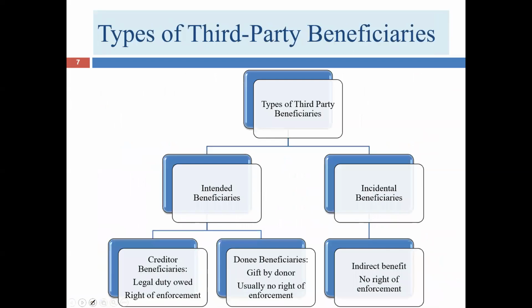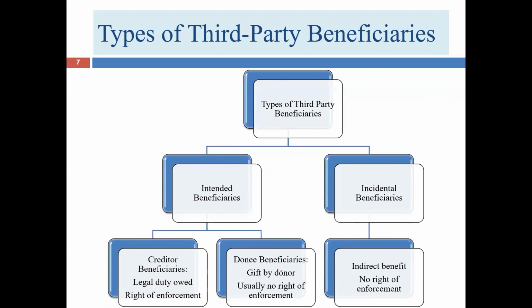Okay. Here we have kind of a picture of this that maybe will help us make sense of this. So we have our two categories, intended beneficiaries and incidental beneficiaries. And again, we can get more granular on intended beneficiaries and separate that into creditor beneficiaries and Donee beneficiaries. A legal duty is owed because the creditor is owed money by the debtor, and the debtor is one of the parties to the contract. And therefore, the creditor beneficiary has the right to enforce that underlying contract.